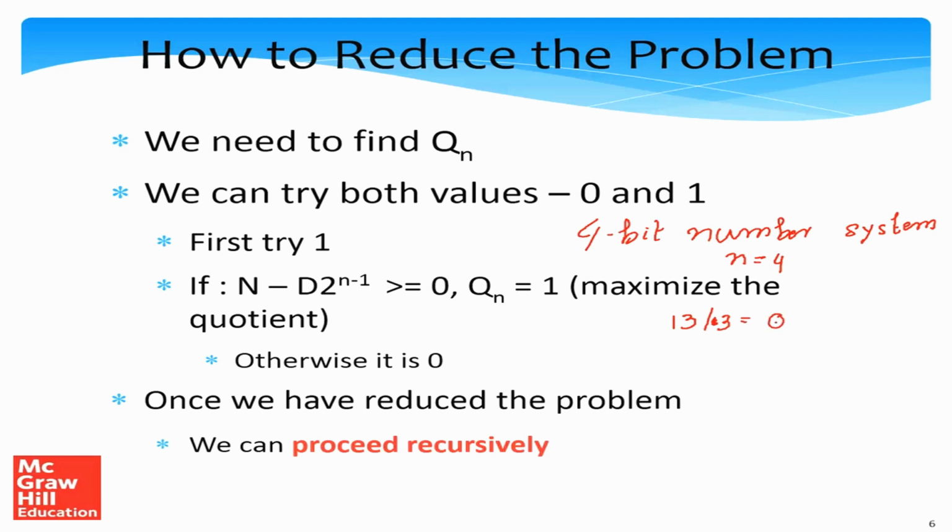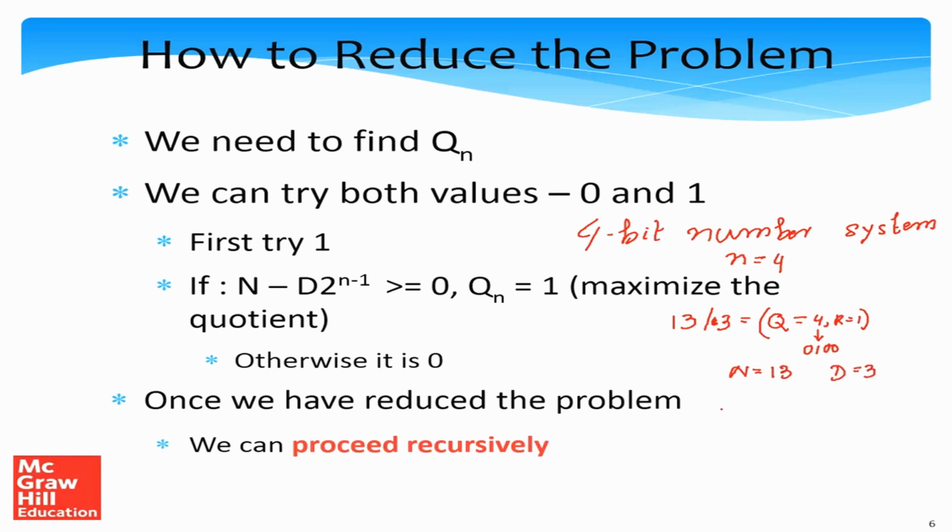So what is the quotient? Well, the quotient in this case is 4 and the remainder is 1. What is the binary representation of the quotient? It is 0, 1, 0, 0. Alright, so let's try to do something. In this case, the dividend is 13 and the divisor is 3.